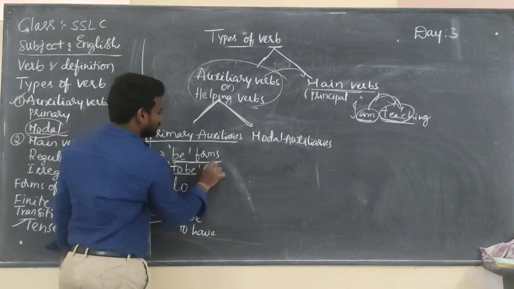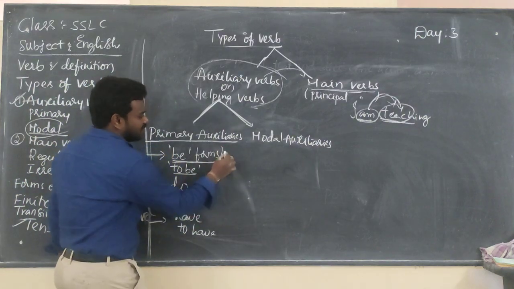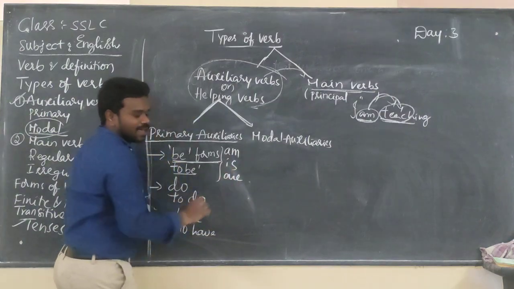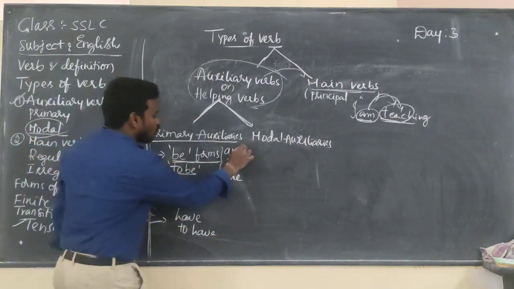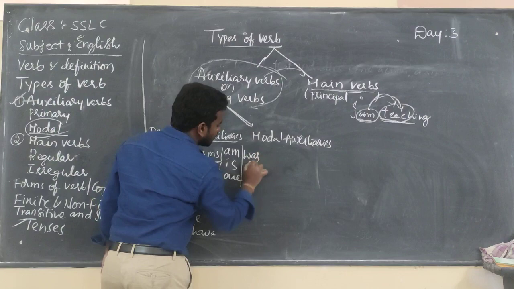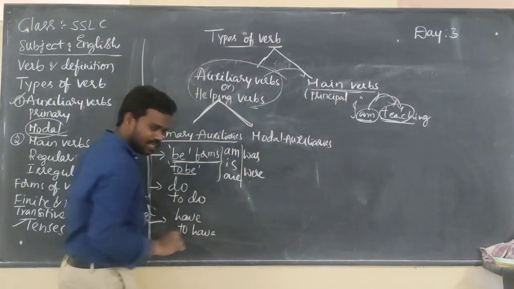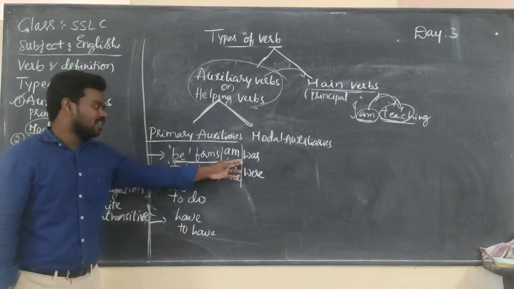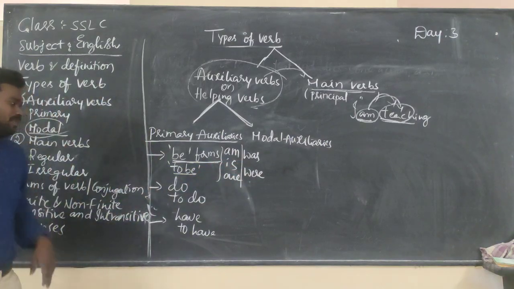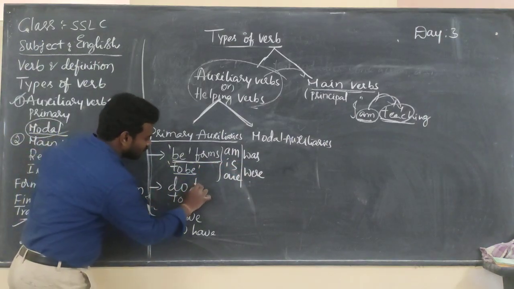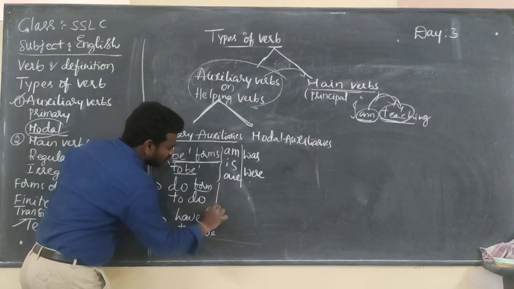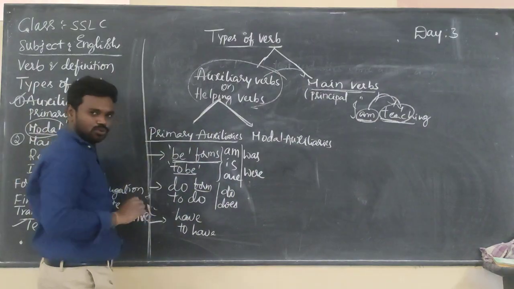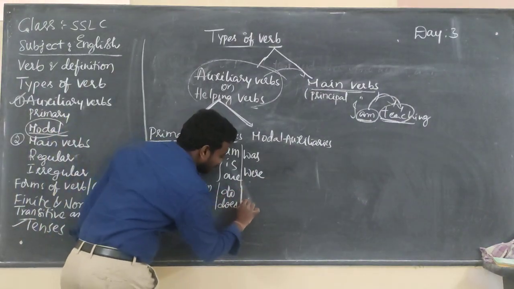So what are be forms here? I will write here: am, is, are, was and were. So these are all be forms: am, is, are, was, were. Do forms. What are do forms here? So here: do, does, and did.